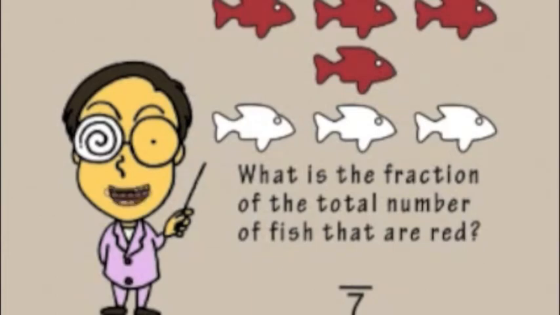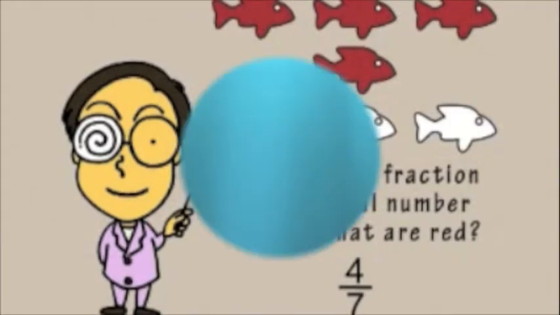Now let's count the number of red fish. 1, 2, 3, 4. There are 4 red fish. That number goes on the top of the fraction. 4 out of 7 of the fish are red, or 4/7. Fractions are easy, aren't they?